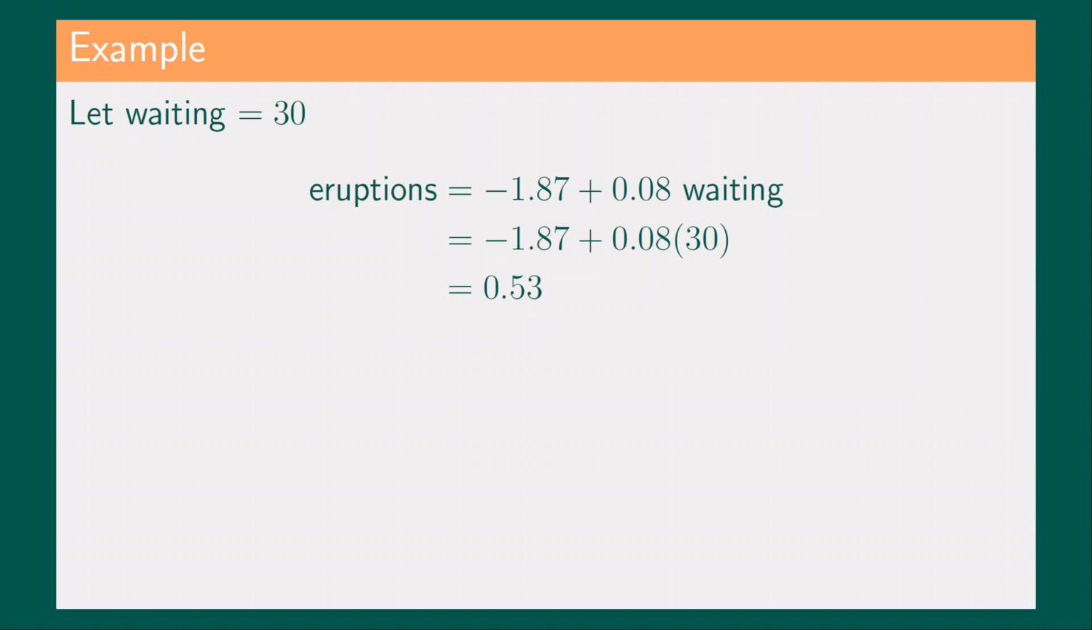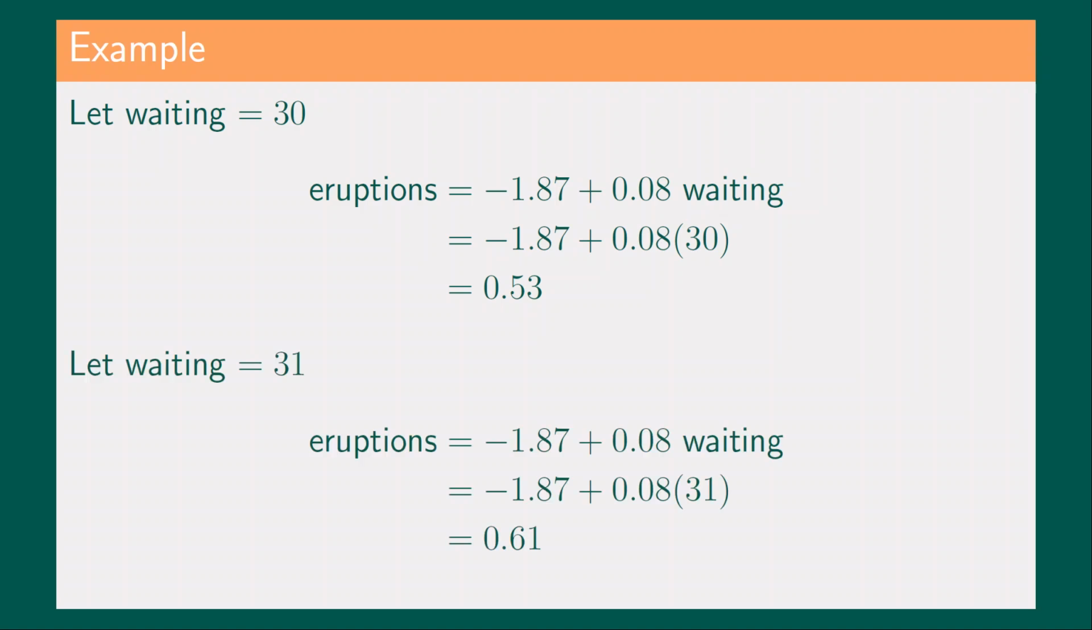To illustrate the conclusion, suppose we set the value of the waiting variable to 30. The value of our eruption variable is 0.53 minutes. Suppose further that we change the value of waiting to 31. The value of eruption will be 0.61 minutes, which is a 0.08 increase relative to the previous value.